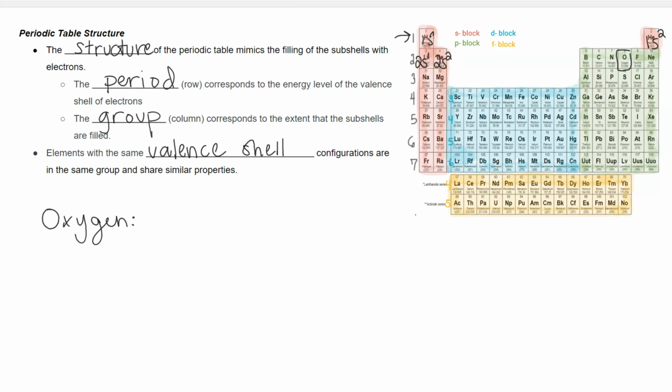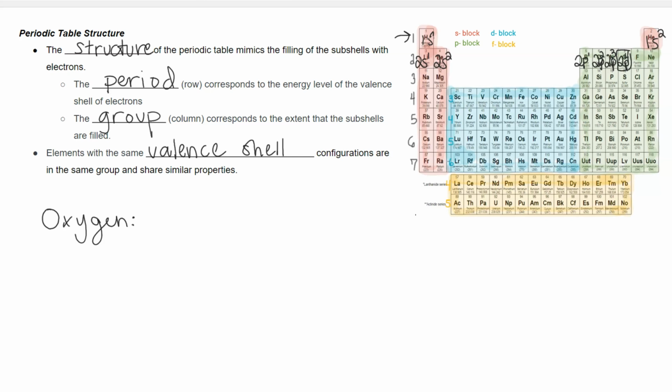If we keep reading across, we're still in the second row of the periodic table, but now we're in the p block over here, so we're no longer in 2s, we're in 2p. That's telling us that our next set of electrons will go in the 2p orbital. And so we have 2p1, and then 2p2, and 2p3. And oxygen is the fourth one over, so it's 2p4 that our electron configuration for oxygen will end in.